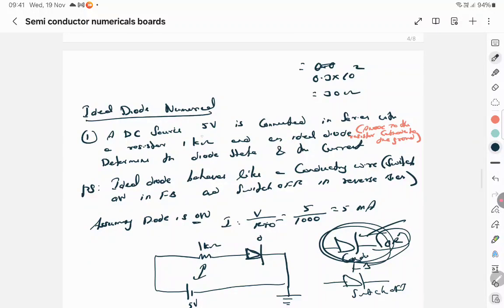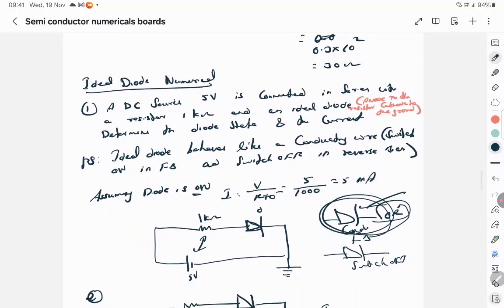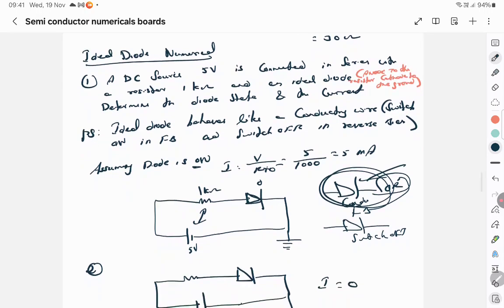So look at this question. A DC source of 5 volt is connected in series to a resistor and an ideal diode. Determine the diode state and the current. An ideal diode behaves like a conducting wire in switch on and switch off in the reverse bias mode. So what are they asking? I am assuming the diode is switched on, which means it's forward bias. I is equal to V by R, this is like a wire, so you can ignore this diode. I is equal to V by R, you get the current.